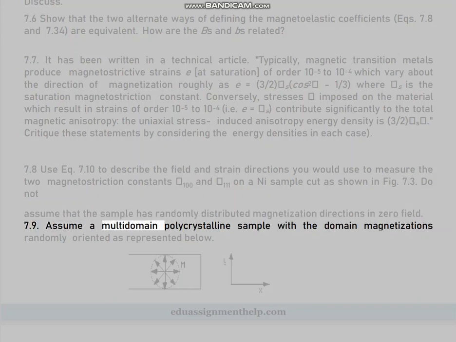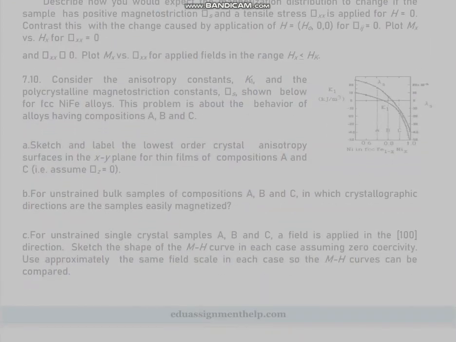7.9. Assume a multi-domain polycrystalline sample with the domain magnetizations randomly oriented as represented below. Describe how you would expect the magnetization distribution to change if the sample has positive magnetostriction λS and a tensile stress σXX is applied for H equals 0. Contrast this with the change caused by application of H equals H0 in the x direction for σ equals 0. Plot MX versus HX for σXX equals 0 and σXX not equal to 0. Plot MX versus σXX for applied fields in the range HX below HK.